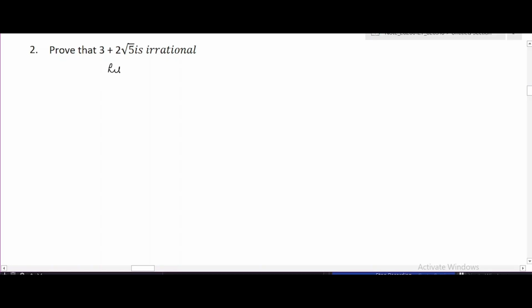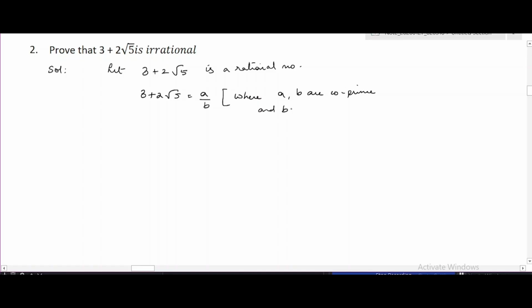Now the solution. Let 3 plus 2 root 5 be a rational number. That is, 3 plus 2 root 5 is equal to a by b, where, and this is very important, a comma b are co-prime, and b not equal to 0. This is very, very important. You have to write this.